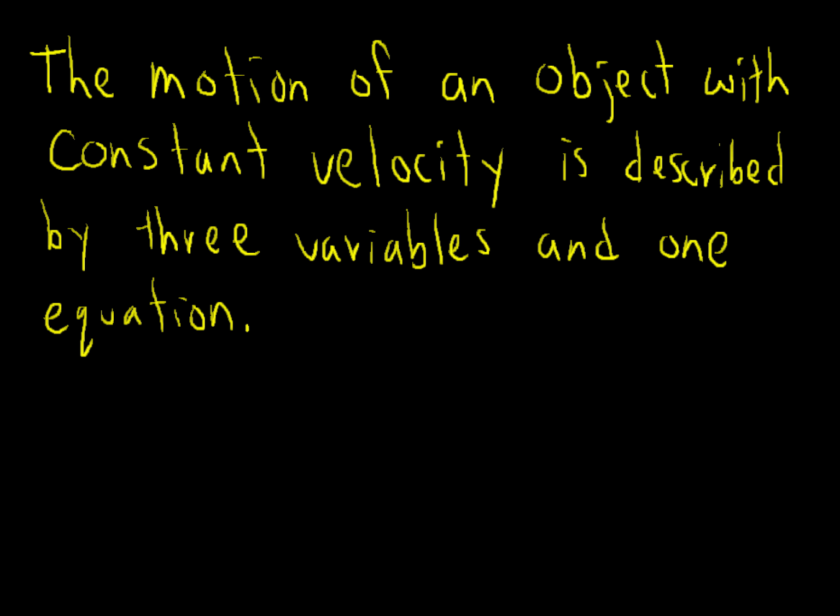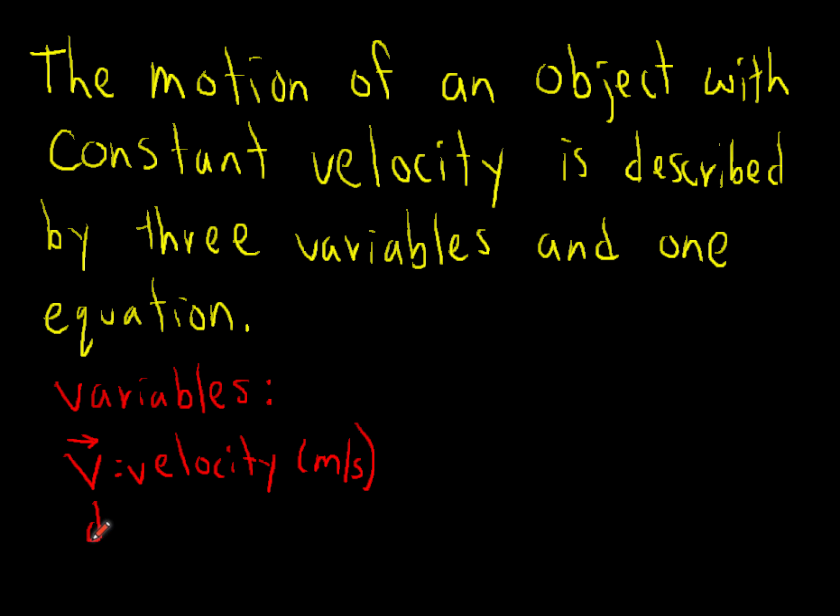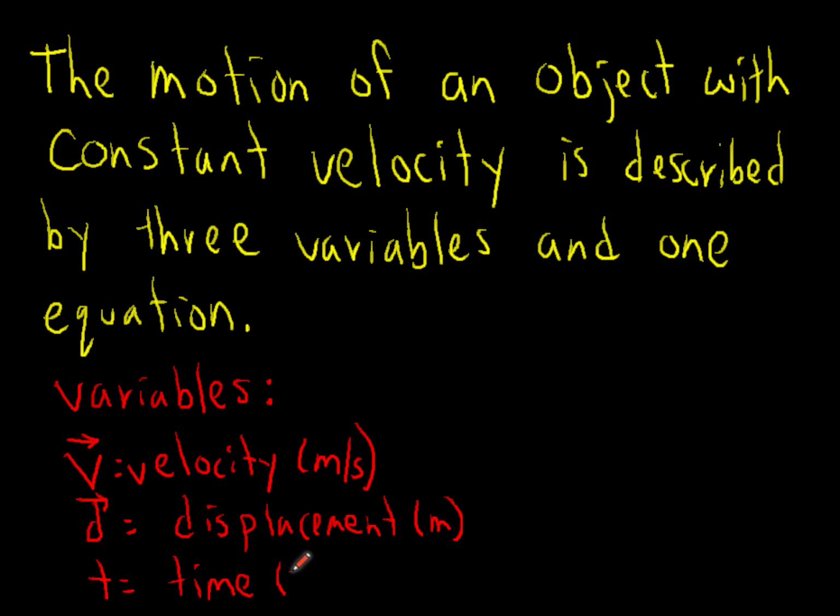The key variables for constant velocity are v, which is the symbol for velocity, with the unit meters per second, d, which is the symbol for displacement, with the unit meters, and t, which is the symbol for time, with the unit seconds. The equation for constant velocity is v equals d over t. This is the only equation that you can use if an object is moving with constant velocity.